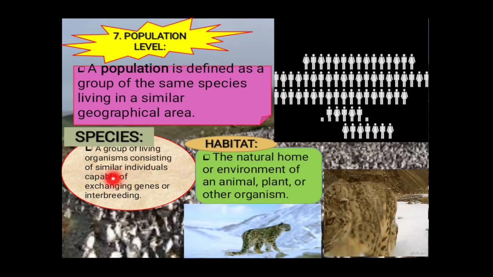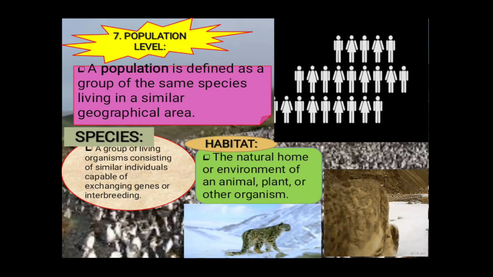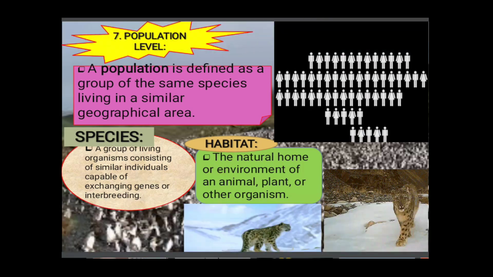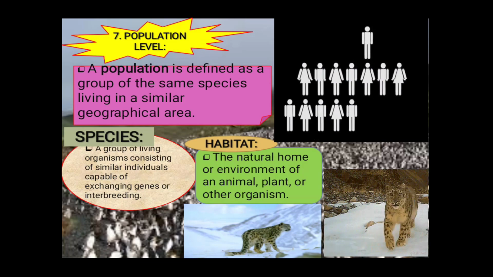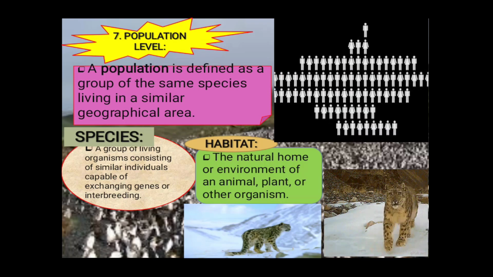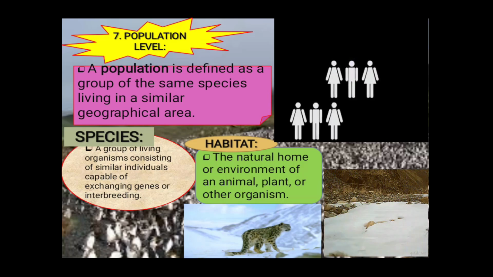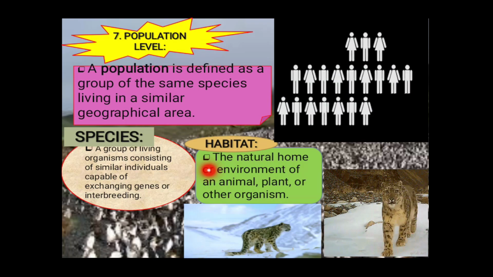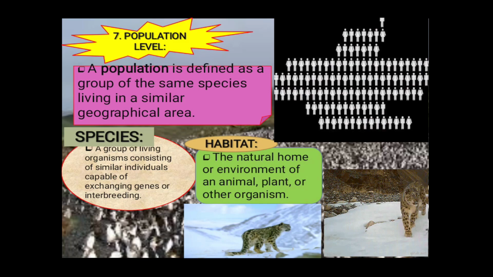Genes are the characters which transfer from one generation to another generation through interbreeding. So we can simply say that a species is a group of individuals which can interbreed or reproduce and produce fertile offspring. A species or a population lives in some place. This geographical place is known as habitat. So habitat is the natural home or environment of an animal, plant or organism. For example, you see in the animation a snow leopard.